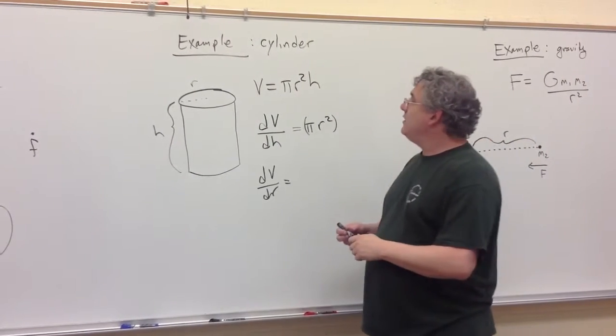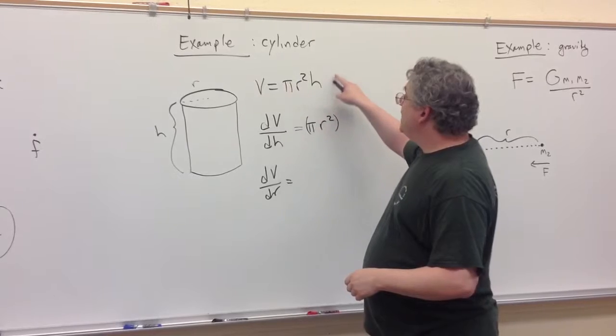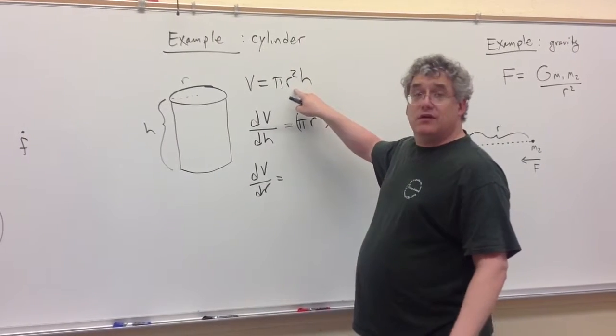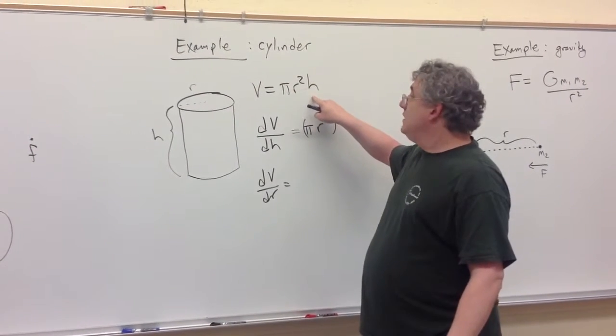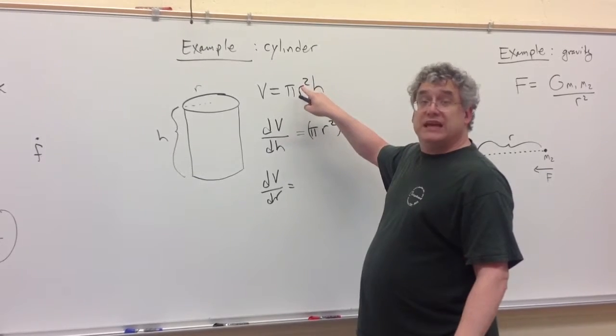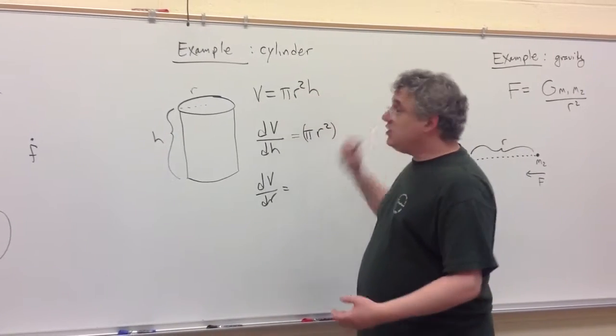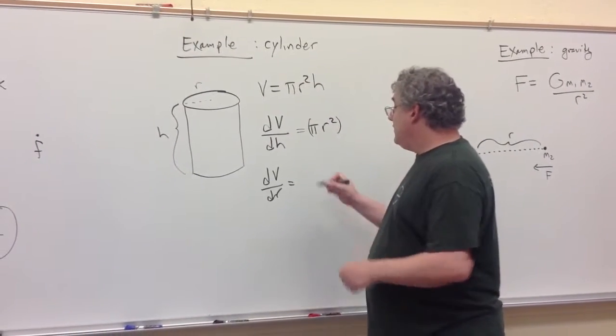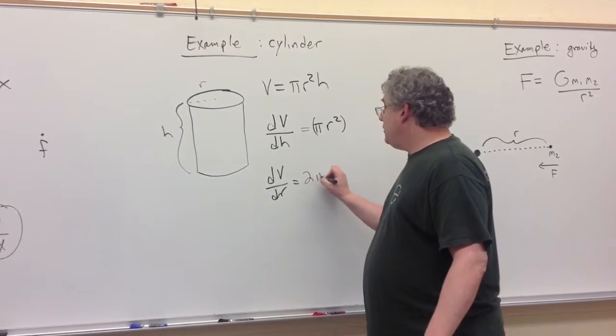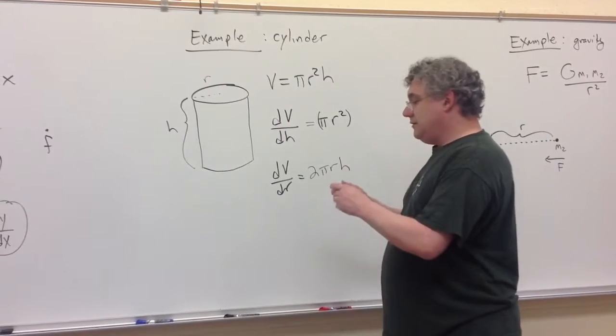But what about with r? As r changes, r is now our variable. Pi and h are constants. The derivative of r squared is 2r. There's nothing magical about that, it's just a different letter. If I put it together carefully, I get 2 pi r h.